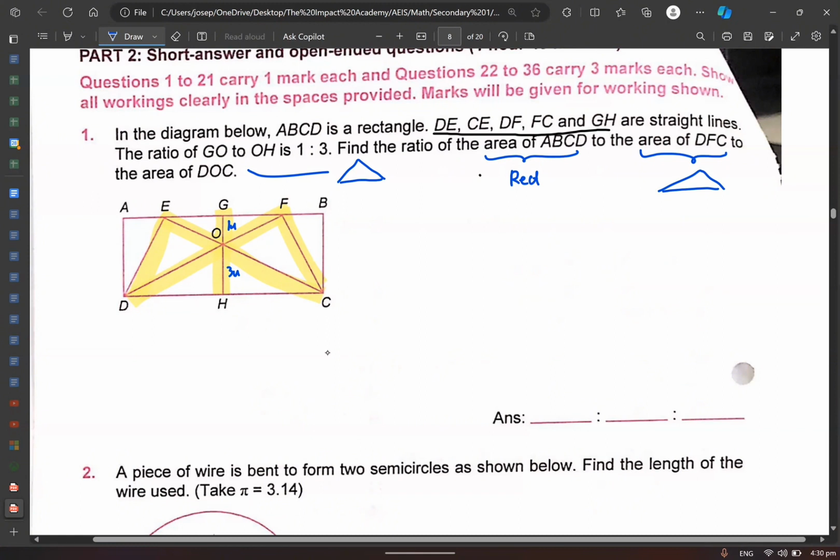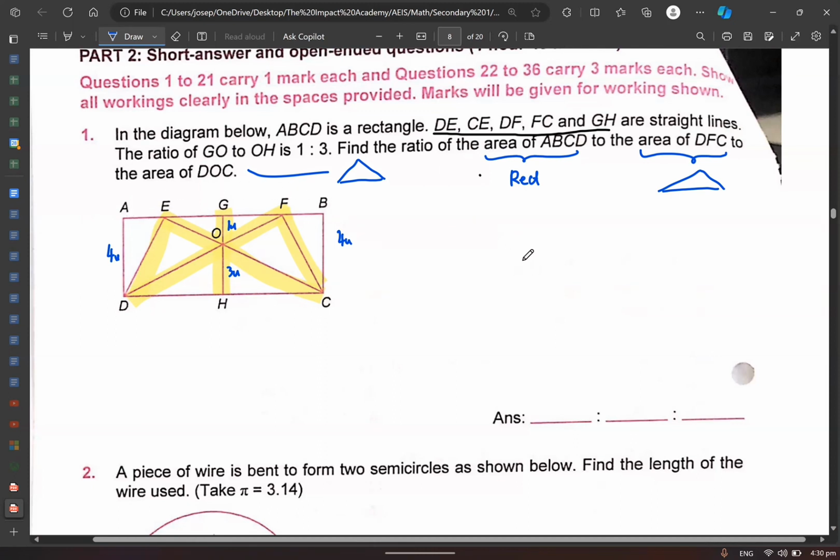Now, when I am done with this, what I want to do is first write down whatever measurements I have. How do I get this as 4 units? Because I know the whole thing is 4 units. Make sense? Now, let's go one by one. Let's ask ourselves, do I know the ratio of the area of ABCD? For ABCD, I know the breadth, but I do not know what is the length. I do not know what is AB.